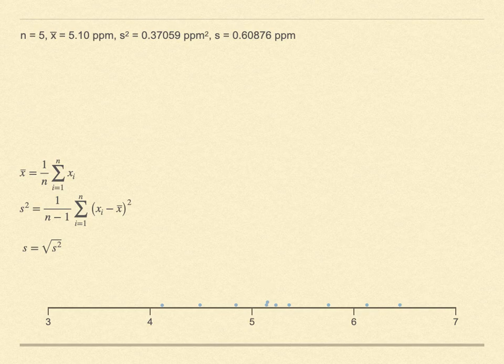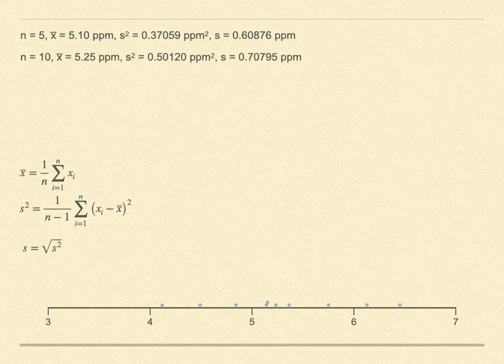This is now a new data distribution, and its parameters are n equal to 10, average 5.25 ppm, and standard deviation 0.708 ppm. So is this 5.25 a better value than the previous one? How do you decide? 10 samples seems like they should be better than 5 samples. So let's continue and take another 10 samples.